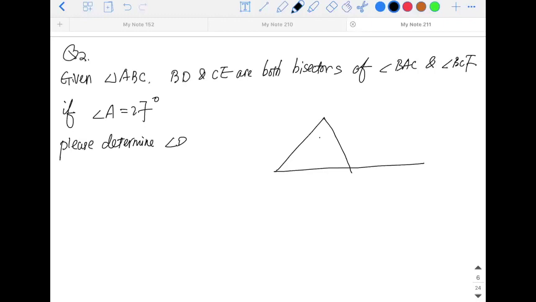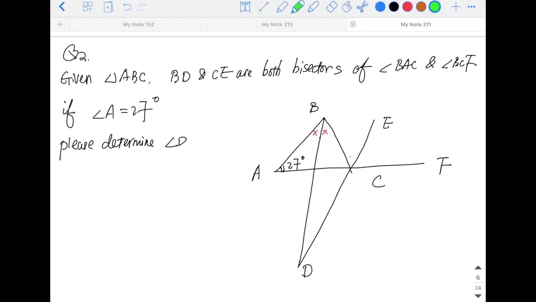You have a triangle ABC. You have one bisector here, another bisector here. The two bisectors intersect at point D. This is E, this is F. If this angle equals 27 degrees, please determine, see here, these two angles are the same, they are bisectors. These angles are the same, they're bisectors. The question gives you the value for A, which is 27 degrees, and asks you to determine the value for D.